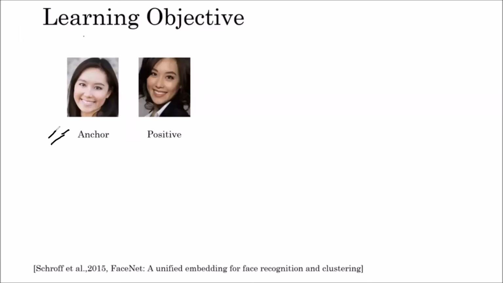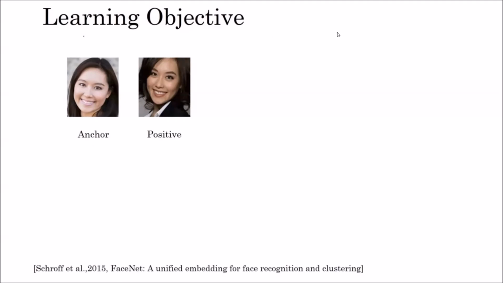Now we are taking an anchor image. Anchor image means you can take it like a test image. And this is a positive. What is this positive indicating? This is the same person, another image. So these two images belong to the same person, so the degree of similarity will be very less.